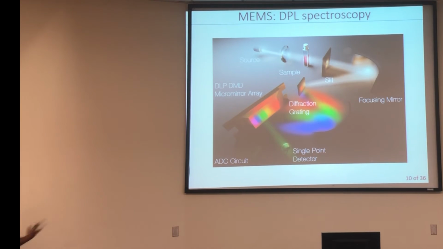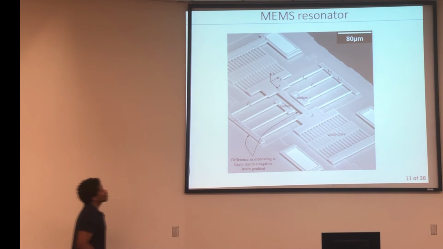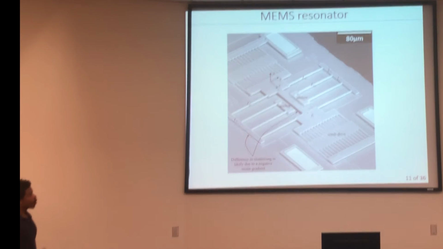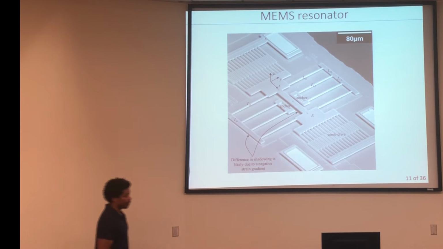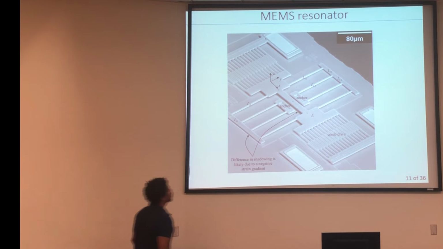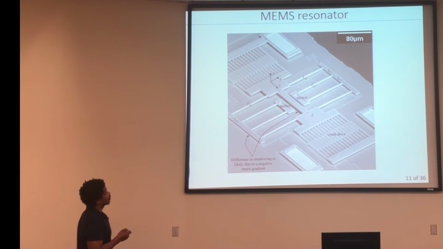But anyways, that's what they're using that for. Now here's a MEMS resonator, and we're going to talk about the cantilever today. So that's these things right here. So this is a comb drive. I'm going to talk a little bit about that in the coming lectures and today. On the cantilever today, this is a folded flexure.